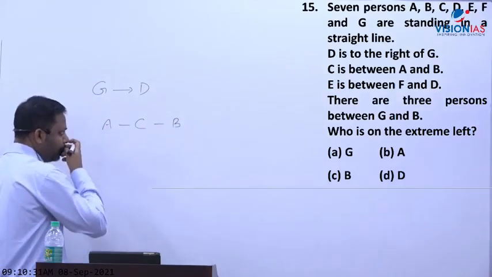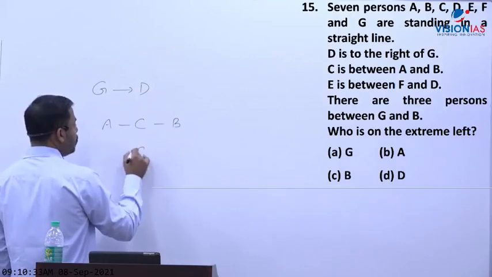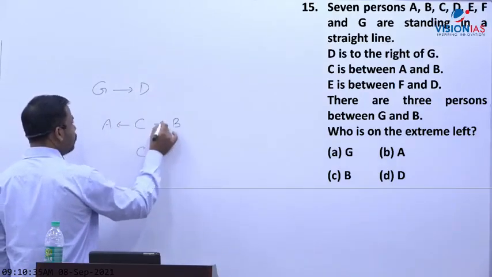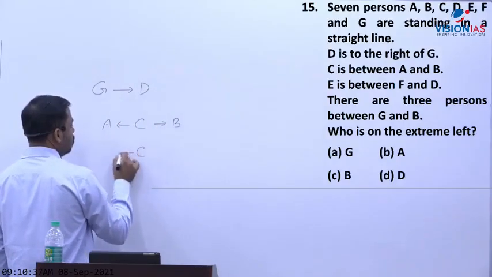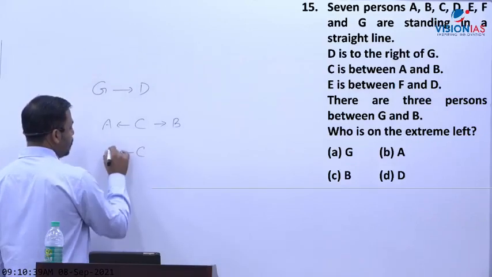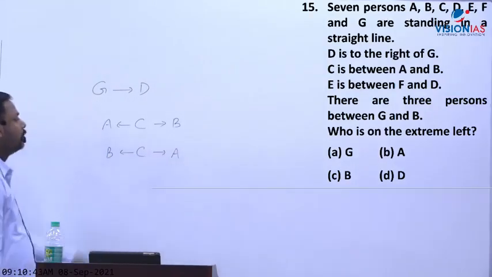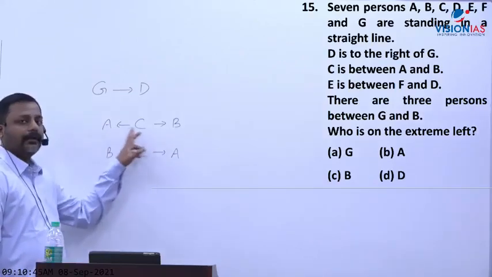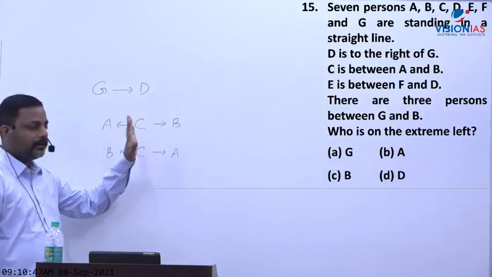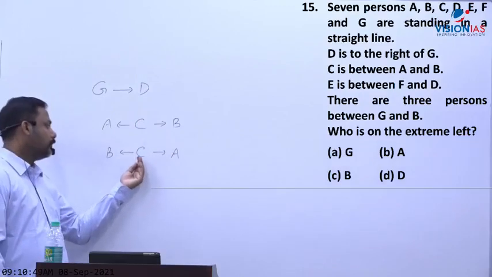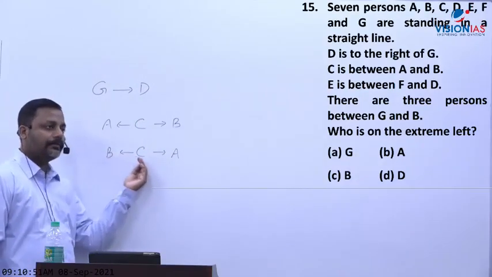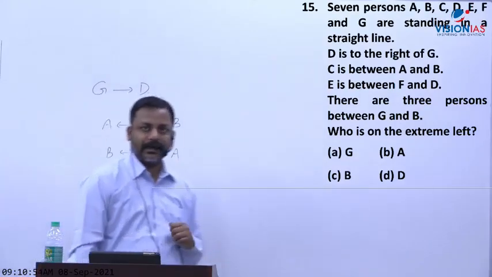But we do not know who is exactly on the left hand side of C or on the right hand side of B. So there can be 2 possible conditions. Possibility number 1, A is on the left and B is on the right hand side of C. And possibility number 2, B is on the left hand side of C and A is on the right hand side of C.